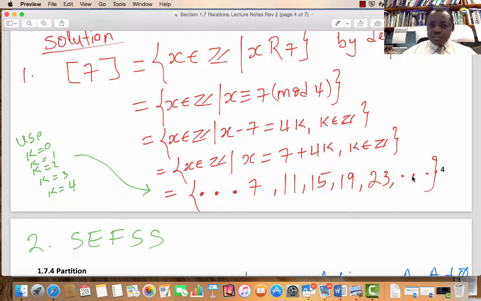The second question: how many equivalence classes are there for our relation R as defined? Hint: use this procedure to get the equivalence class of 0, the equivalence class of 1, the equivalence class of 2, the equivalence class of 3, the equivalence class of 4, and observe the sets that you get and come up with a conclusion. I would leave that part as a simple exercise for serious students.